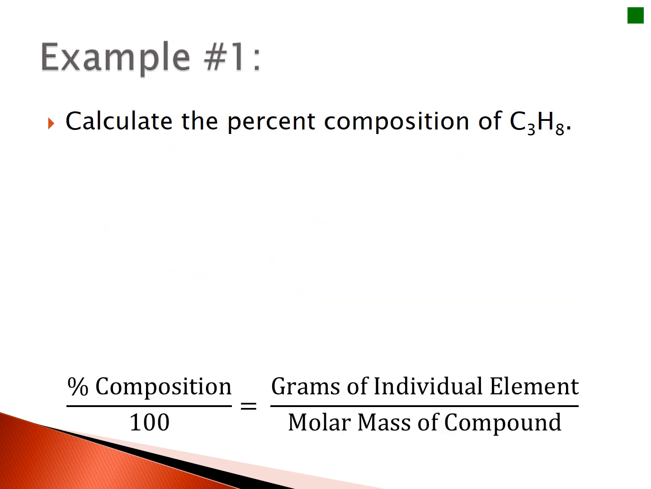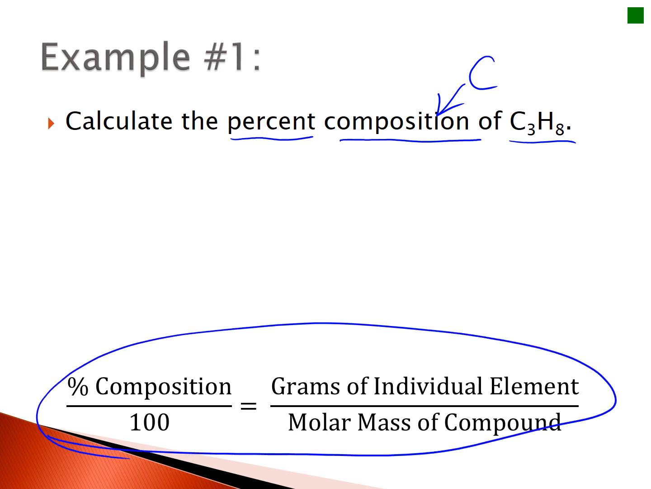So there are three basic types of percent composition calculations that I'll ask you to do. The first one is just a straight out, hey, what is the percent composition of C3H8? I'm just going to say percent composition. When I say percent composition, I'm talking about both carbon and hydrogen. I'm going to do, for this example, just carbon. So we're going to just do the percent composition of carbon in this.